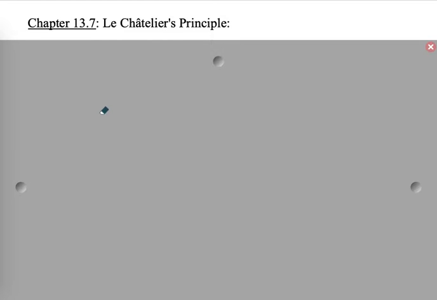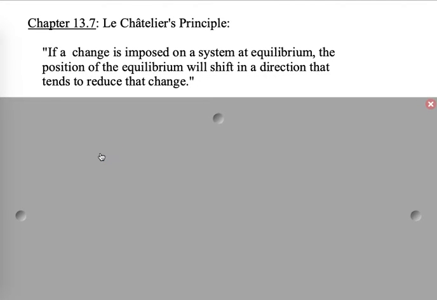Well, Le Chatelier's principle says that if a change is imposed on a system at equilibrium, the position of the equilibrium will shift in a direction that tends to reduce that change, meaning the reaction will either shift toward the forward direction or toward the reverse direction in order to minimize the effect of the change that you imposed.